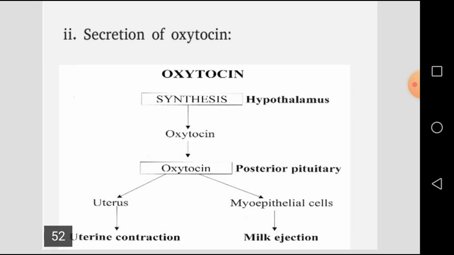This oxytocin is from the hypothalamus. When the hypothalamus is stimulated, the oxytocin will be released, and this oxytocin release will be from the posterior pituitary, acting on the uterus and myoepithelial cells, causing uterine contractions and milk ejections.